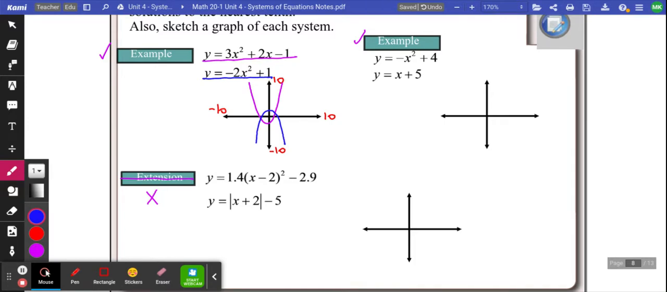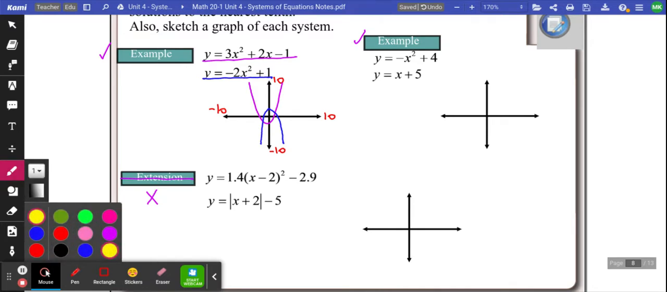Oof. It's pretty close. I wish it was a little bit closer to there. Yeah, we'll go with that. Either way, you should get 2 quadratics, one facing up, one facing down. This quadratic function, this linear equation.